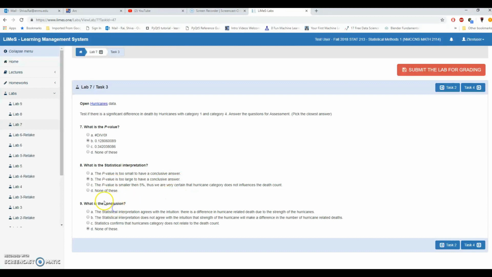So that's it. And now what is the conclusion? The statistical interpretation agrees with the intuition. There is a difference in hurricane related death due to the strength of hurricanes.